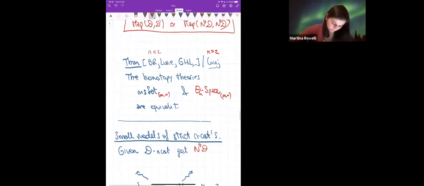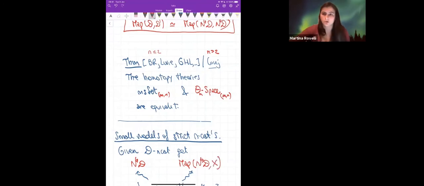And we can also consider, because the model structure allows us to do so, the mapping spaces out of such nerves. So this was something that we wanted, and we have it. Now the formalism allows us to define them and use them.